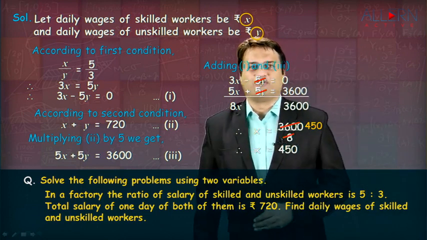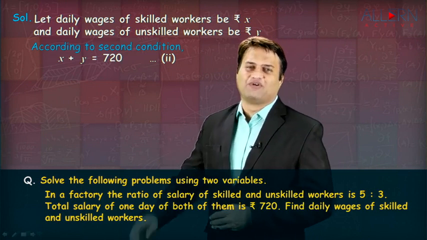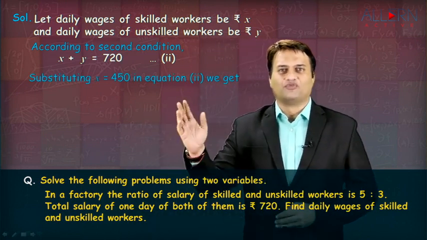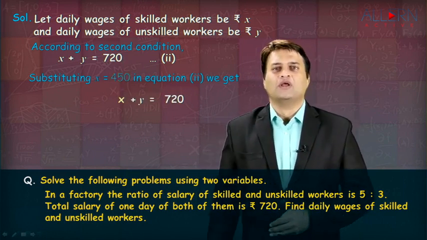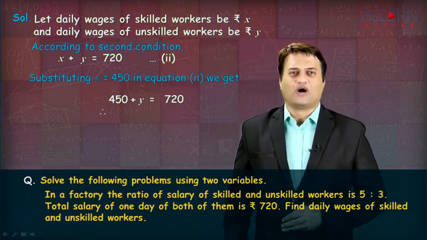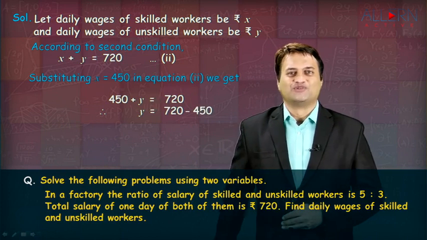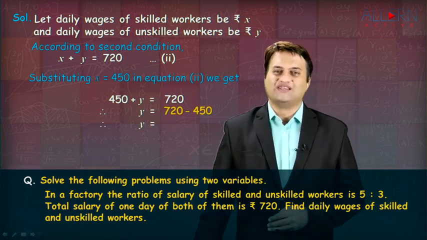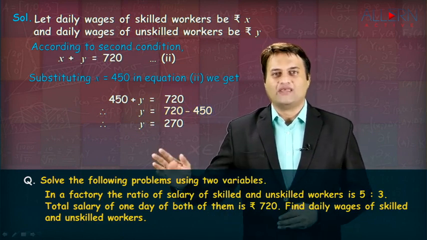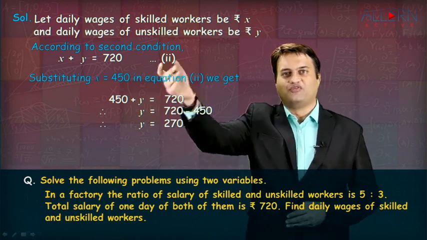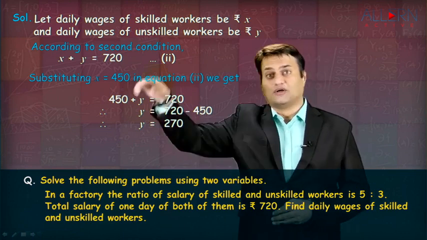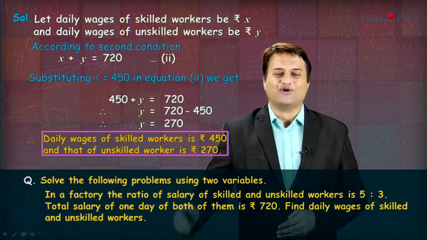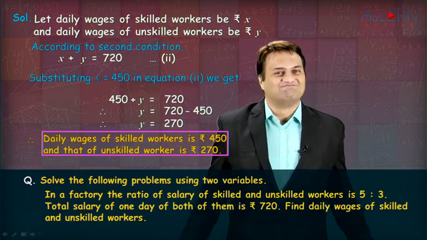Once you get the value of x as 450, now substitute this value of x in the second equation. Substituting x is equal to 450 in equation number 2, we get 450 plus y is equal to 720. So y is equal to 720 minus 450. Y is equal to 270. Y is 270, X is 450. So the daily wage of the skilled worker is rupees 450 and of the unskilled worker is rupees 270. As simple as that.